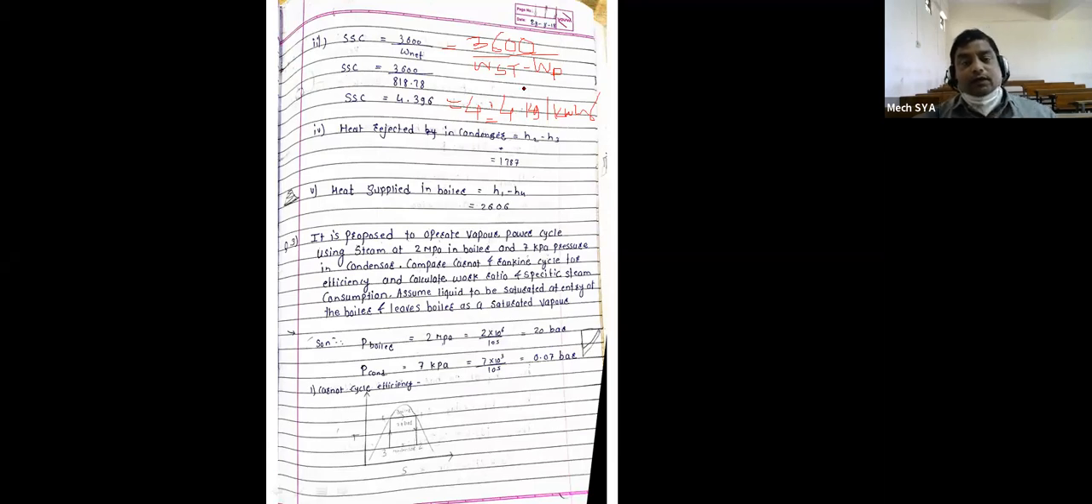Then a simple answer: heat rejected in the condenser will be H2 minus H3. Already we know H2 and H3, and it will become 1787 kilojoule per kg. Heat supplied in the boiler is H1 minus H4 kilojoule per kg. The same kind of numericals are there here also. Only the procedure we have to repeat. We should know the procedure, and only the conditions may change.